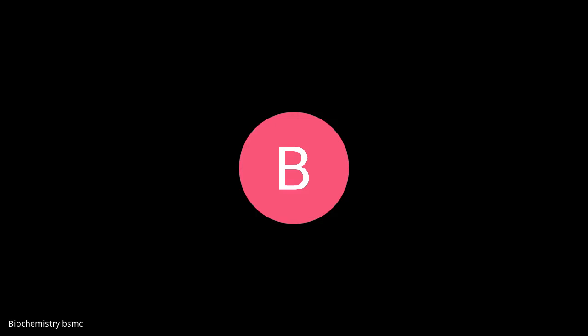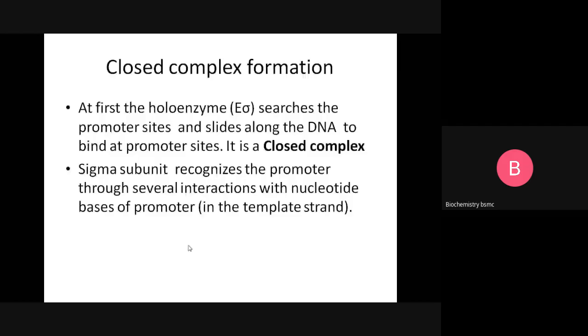So, closed complex formation. First, the holoenzyme searches for the promoter site, as I have told you, and slides along the DNA to bind at a promoter site. This is called the closed complex. The sigma subunit recognizes the promoter site through several interactions with the nucleotide bases, touches the promoter site, slides along the DNA, and forms a closed complex.